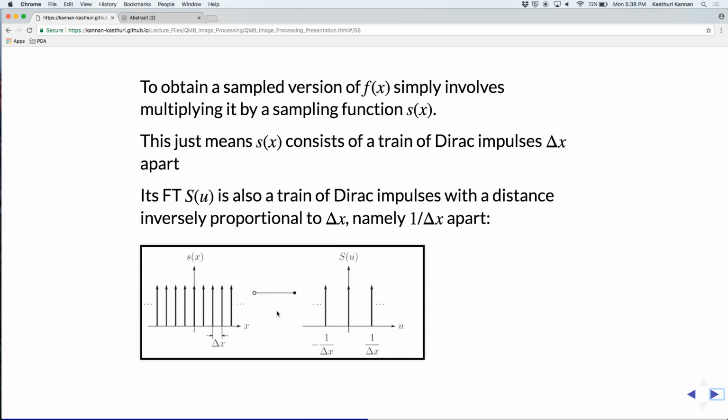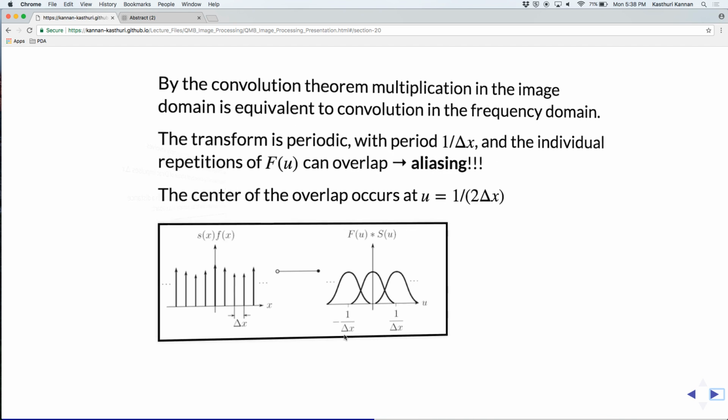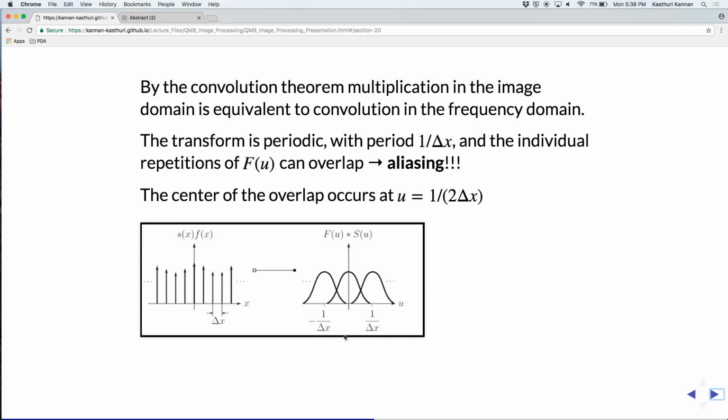The Fourier transform of the sampled function is again a sampling function, but it will be separated by 1 over delta x. You can work out that the sampling function will be spaced 1 by delta x if you have a delta x separation. Now the convolution in the original signal domain is equivalent to the product in the frequency domain, and vice versa. If you're taking the product of these functions, which is sampling, you have to convolve these functions in the Fourier domain. So when you convolve these functions, what happens?